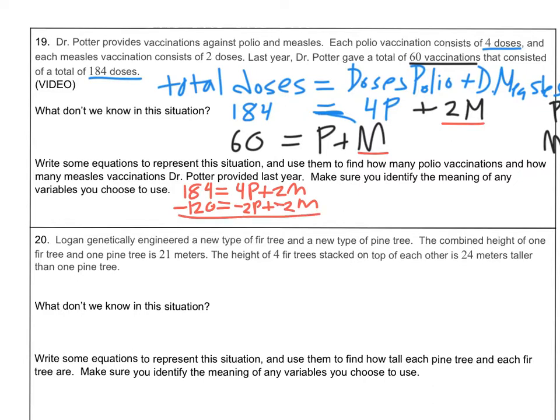When I add those up, we get 64 is equal to 2P plus 0. That means that P is equal to 32. And based on that bottom equation, these things got to add up to 60. That means that M is going to be 28. So I'm going to ask you to write some kind of a final sentence or observation just saying that there were 32 polio vaccines and 28 measles vaccines.